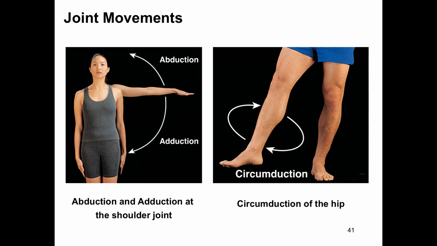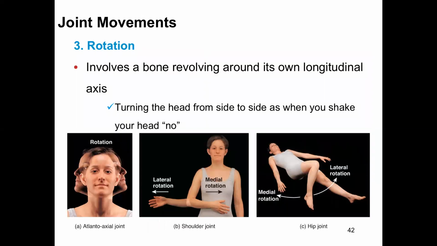And then circumduction. You've got your ball and socket joints. That's where you can do circumduction. You can make a sort of cone with your leg or your arm. Then rotation: this is revolving around its own axis. With that, you can have your head turning, a rotation. You can have a medial rotation if you rotate towards the body, or lateral rotation away from the body. So the third classification is rotation, medial and lateral rotations.